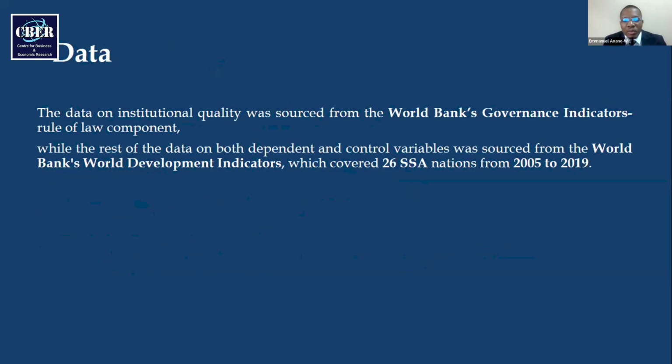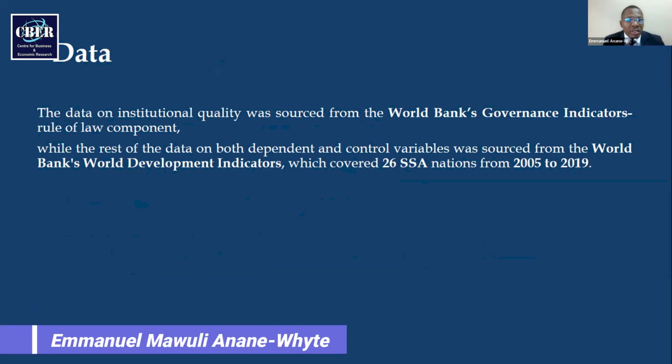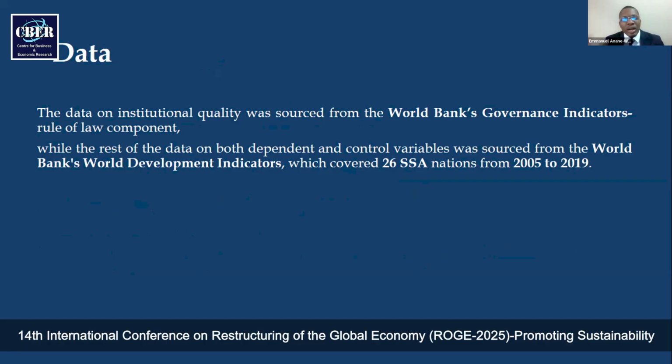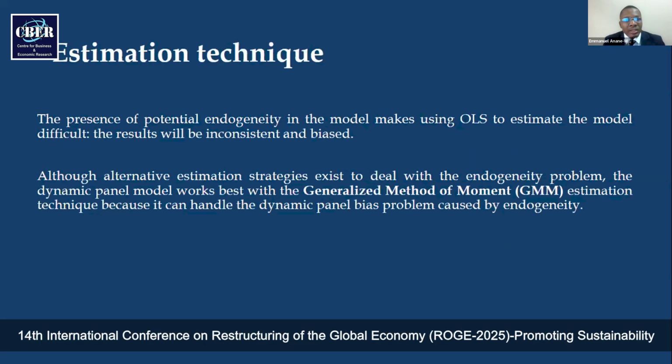Now, what is the data that we use for the research? This data was sourced from the World Bank's governance indicators, the rule of law component, while the rest of the data, both dependent and control variables, was sourced from the World Bank development indicators. We're looking at 26 SSA countries, and the period was from 2005 to 2019. So that is a panel data for us.